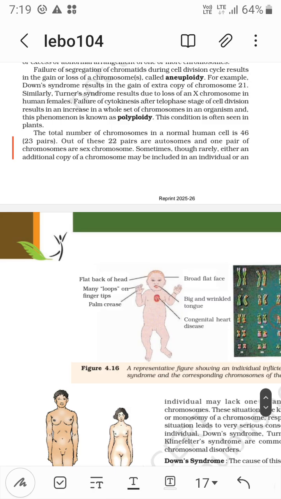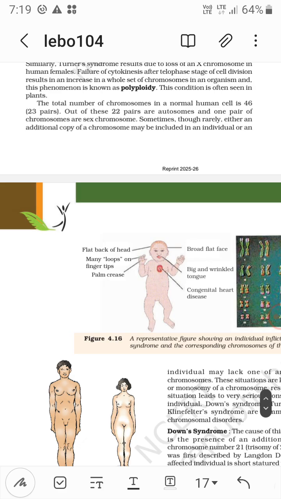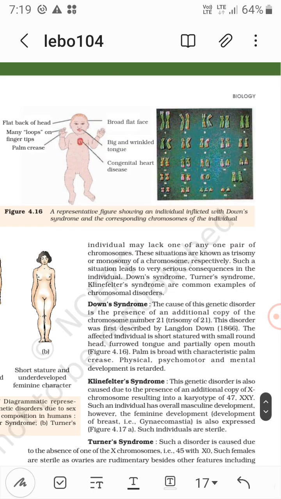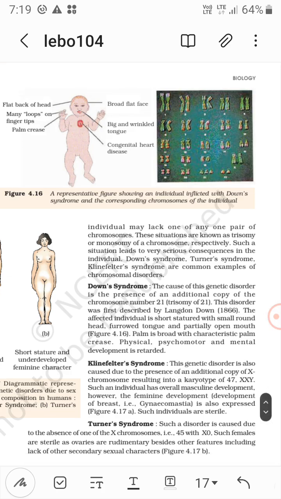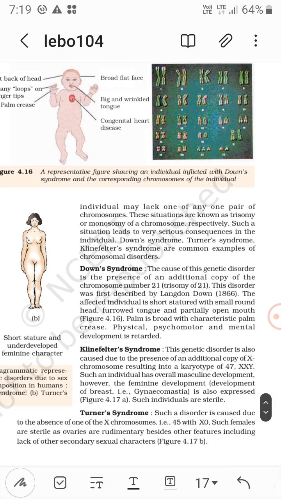The total number of chromosomes in a normal human cell is 46. Out of these, 22 pairs are autosomes and one pair of chromosomes are sex chromosomes. Sometimes, though rarely, either an additional copy of a chromosome may be included in an individual, or an individual may lack one of any one pair of chromosomes. These situations are known as trisomy or monosomy of a chromosome. Trisomy if it is added, or monosomy if one is lacking. Respectively, such situations lead to very serious consequences in individuals.